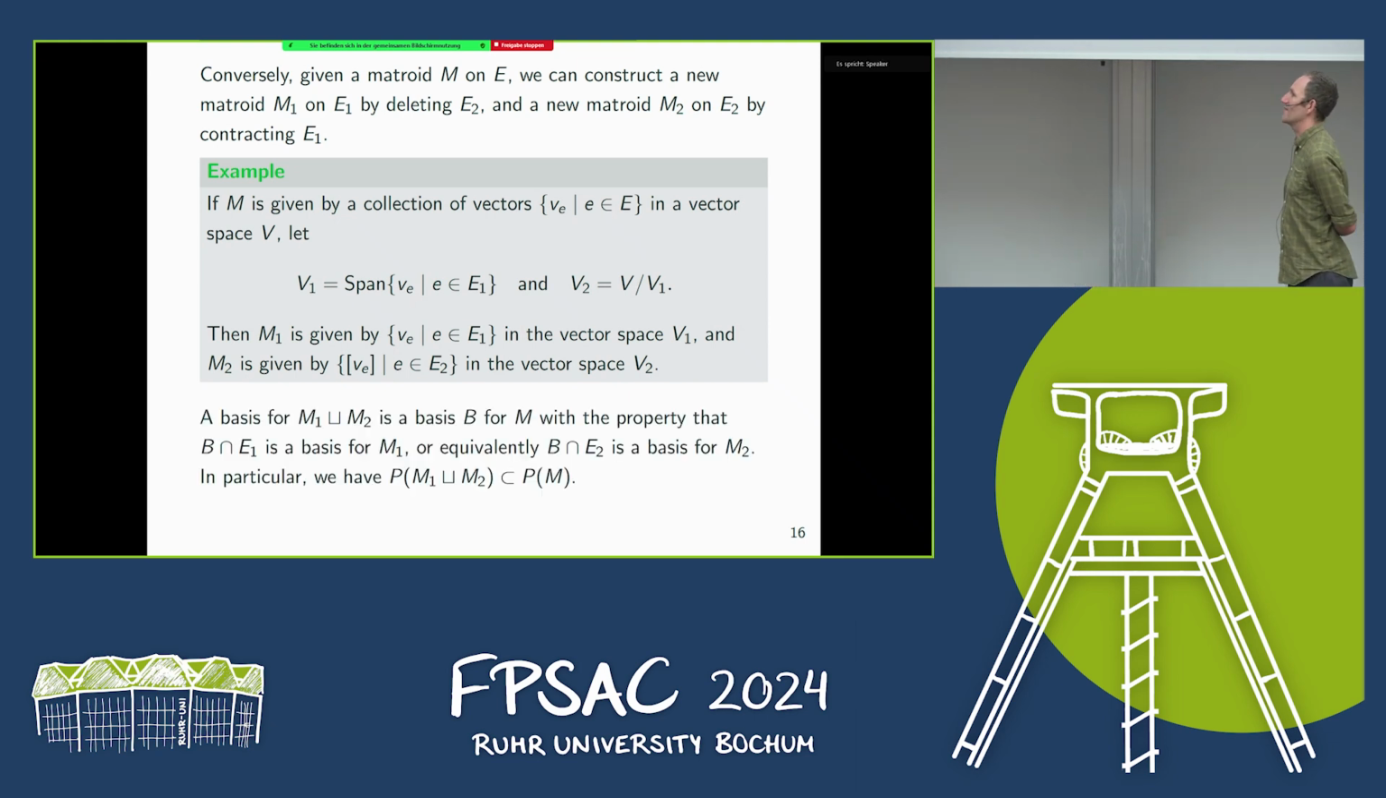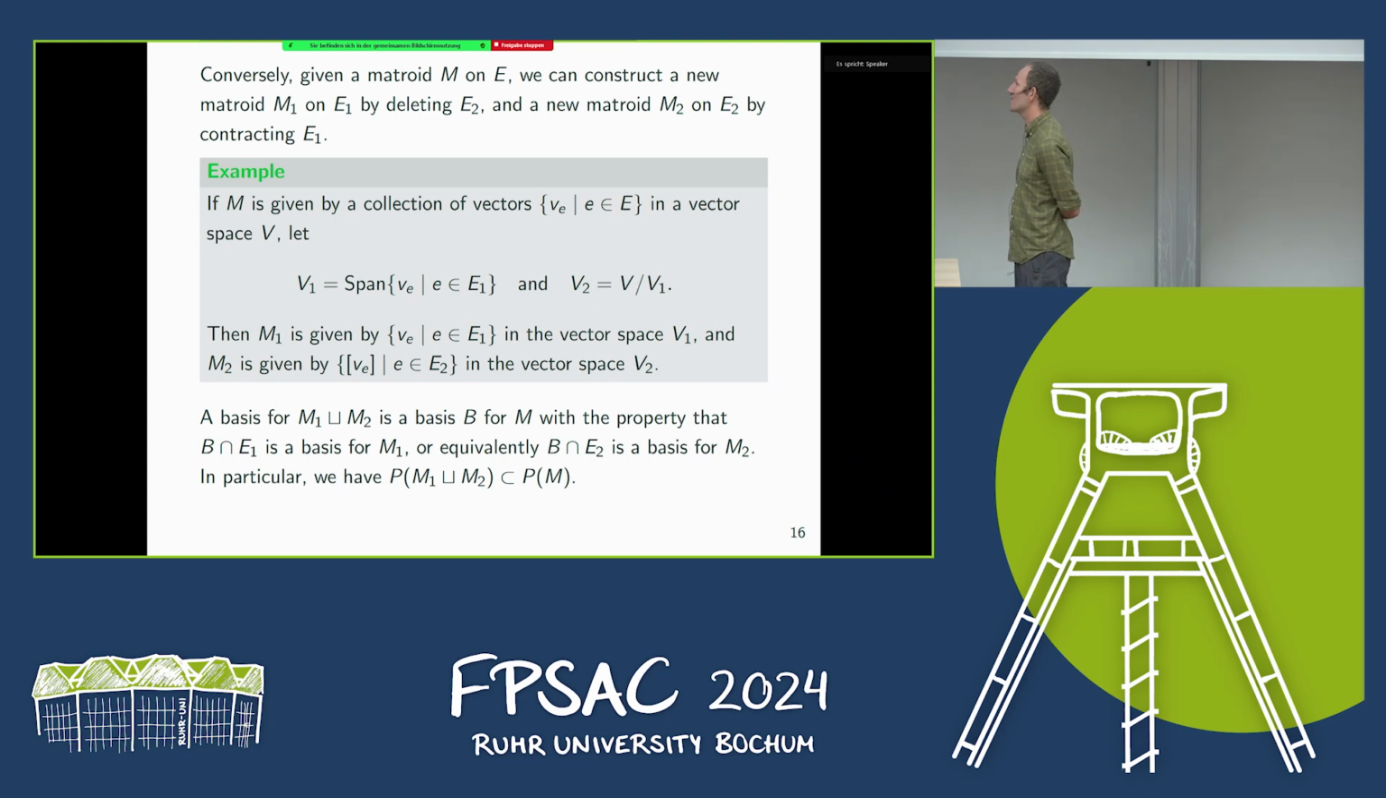A basis for this thing is just a basis of M with the property that when I intersect with E1, I get a basis of M1, or equivalently, when I intersect with E2, I get a basis for M2. In particular, for this broken matroid, M1 disjoint union M2, the set of bases is a subset of the set of bases for M, so I have an inclusion of polytopes.